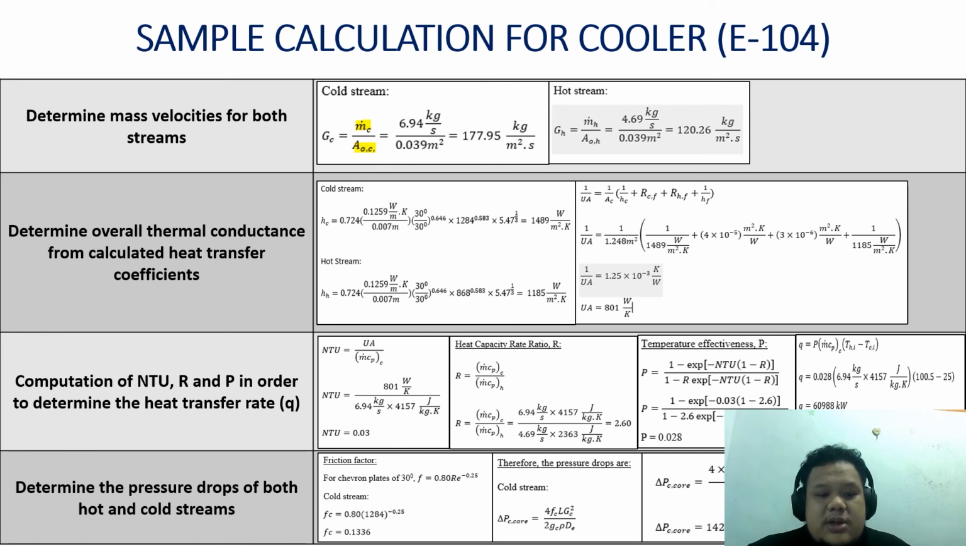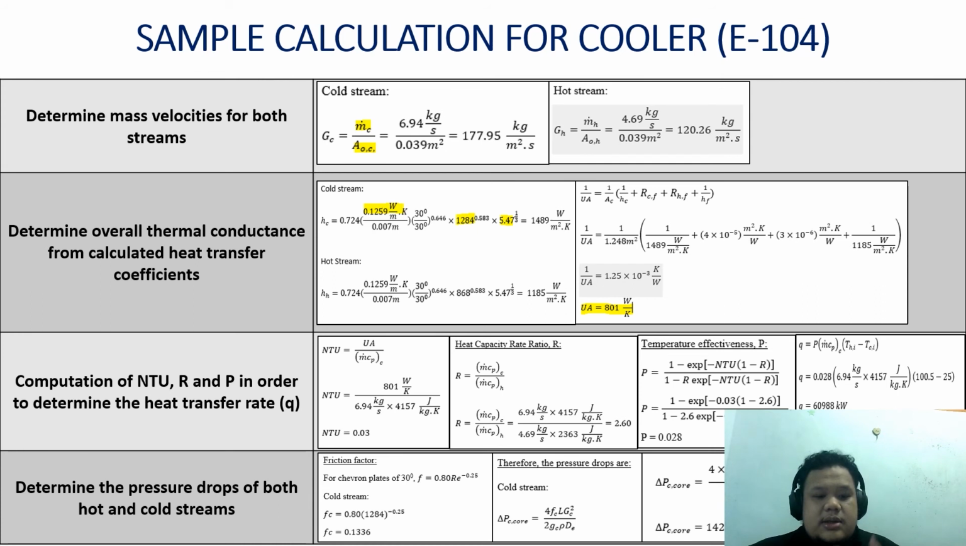Before we determine the overall thermal conductance, we need to calculate the heat transfer coefficients first. To do that, we need to have the thermal conductivity of the fluid, the Reynolds number, and then the Prandtl number. And after we manage to calculate the heat transfer coefficients, we can determine the overall thermal conductance. In this case, the UA is 801 watt per Kelvin.